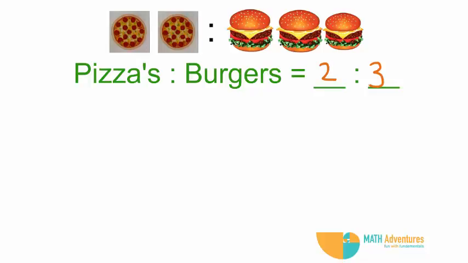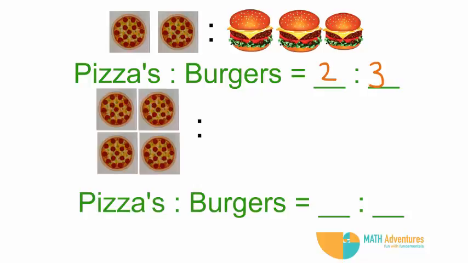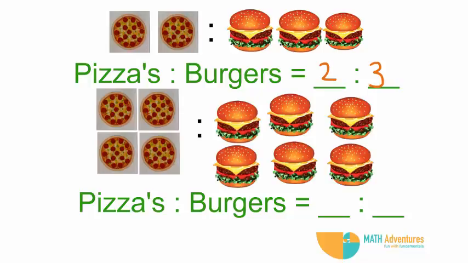Now suppose we have another box that has two more pizzas. Then how many burgers must we add in this box in order to retain the same ratio 2:3? Don't we need to have 6 burgers? Can we say that the ratio of pizzas to burgers in the other box is 4:6?